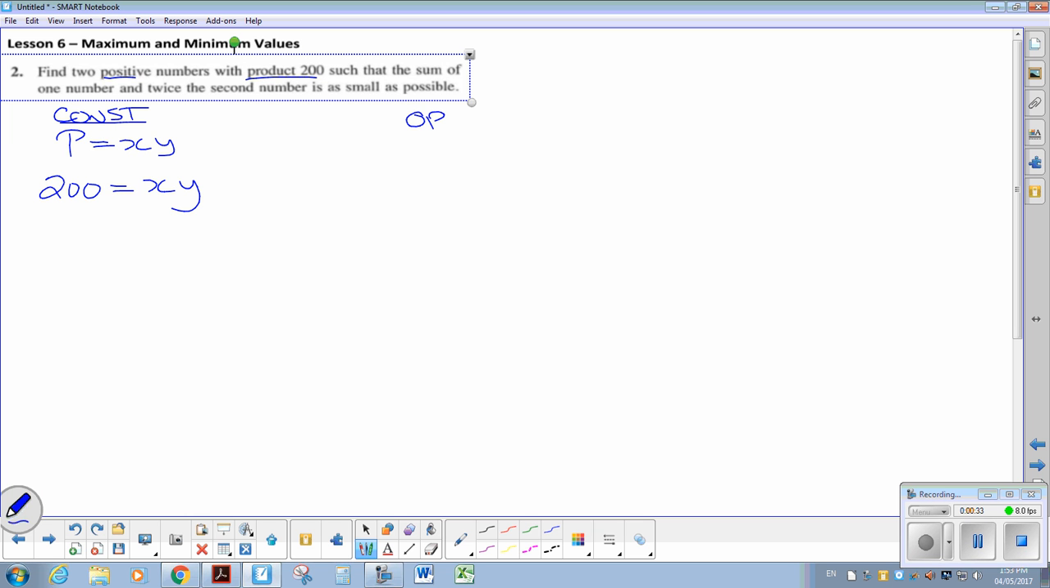So what am I trying to optimize? The sum of one number and twice the second number is as small as possible. So you can pick any letter you want. I'm going to use capital S for sum. So this is what we're trying to optimize, the sum, and that occurs when one number and twice the second. So I'm going to say the first number is x plus twice the second is as small as possible. So that's what we're trying to optimize.